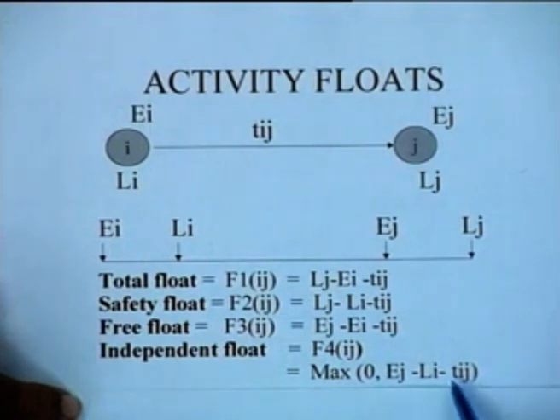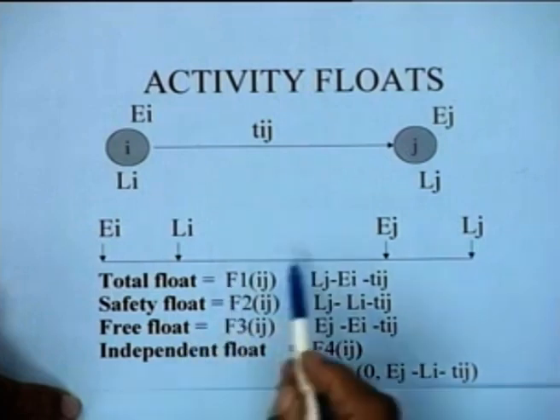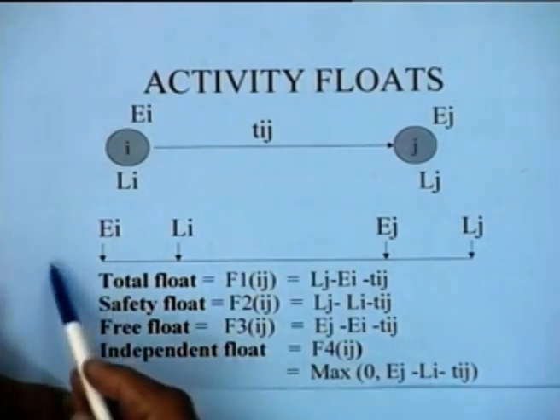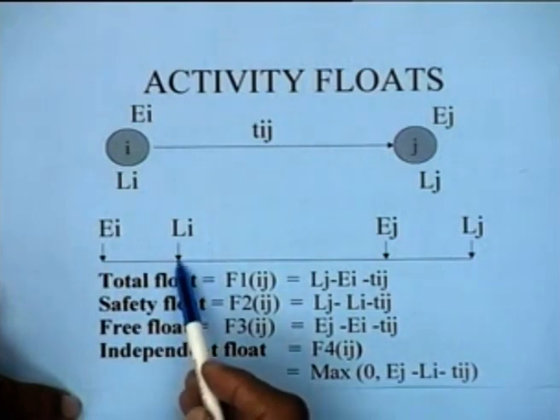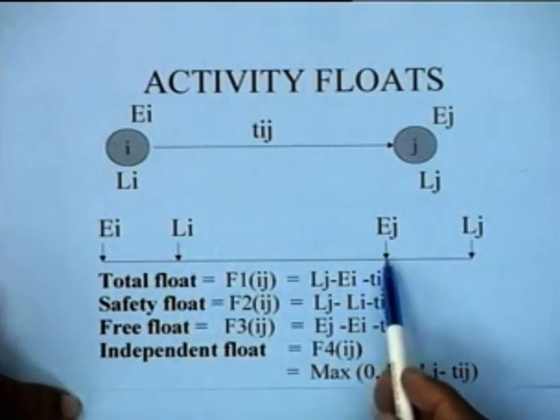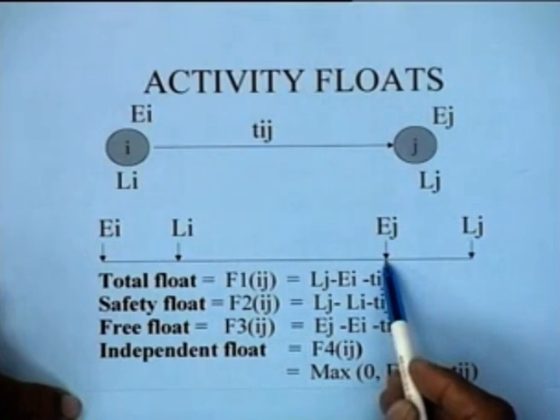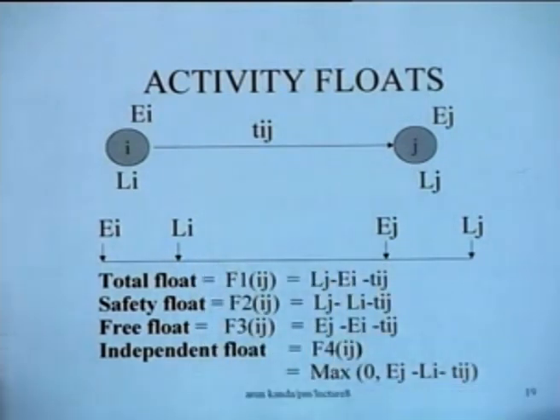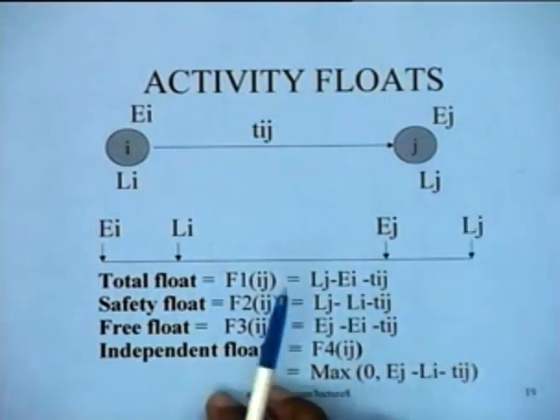And what we can have therefore is a highly individualized measure of the activity float, because it is assuming that the preceding activities are done as late as possible and the succeeding activities are still done as early as possible, and if you can still manage to do the activity, that is what the significance of the independent float is.